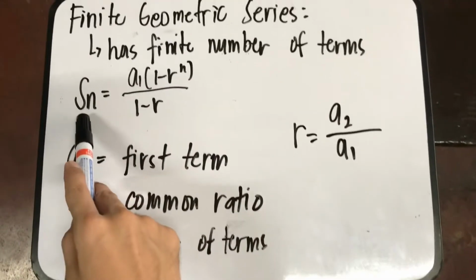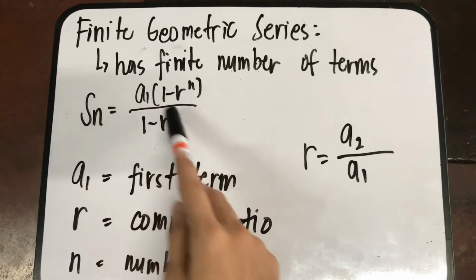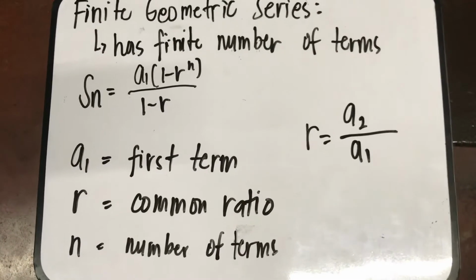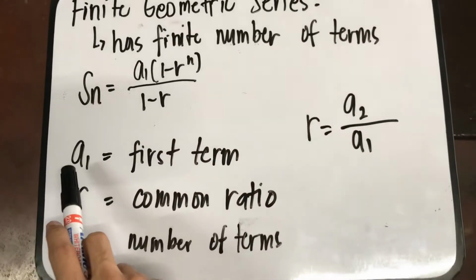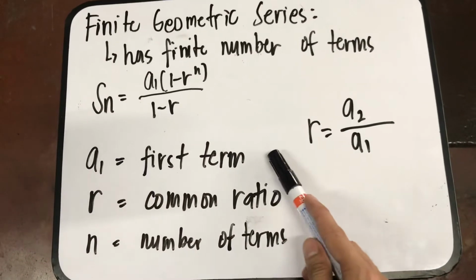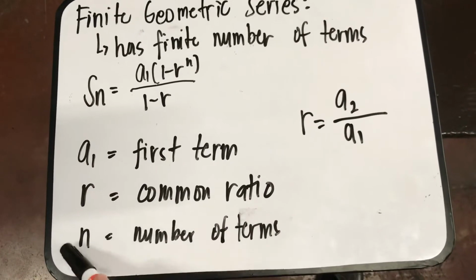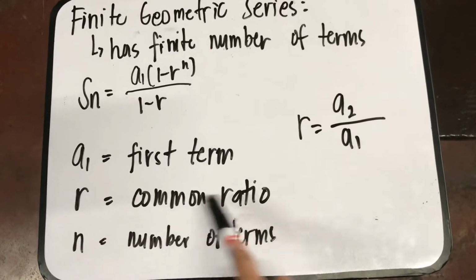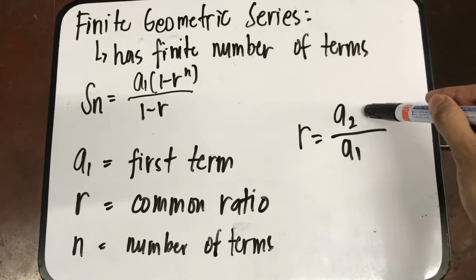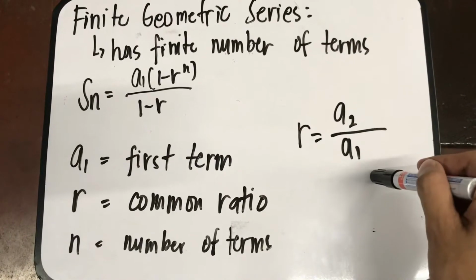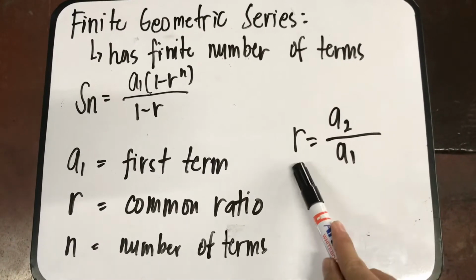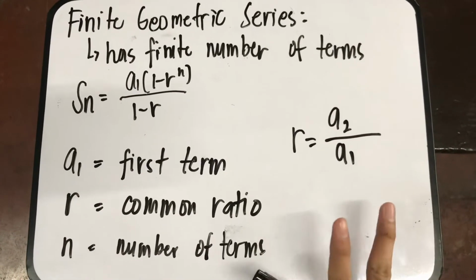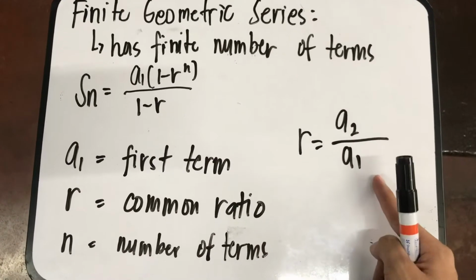S sub n is equal to a sub 1 times 1 minus r raised to n over 1 minus r. So our a sub 1, that is our first term, r is the common ratio, n is the number of terms. So if we're going to have a recap kung paano natin sinasolve ang common ratio, we have second term divided by first term. Okay? Common ratio is equal to second term divided by first term. Or kukuha lang tayo ng two consecutive terms and ipag-divide natin siya. Nakuha?